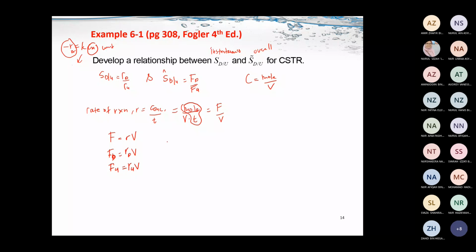So from there, we have SD over U equal to FD over FU, which is equal to RDV over RUV. From here we have RD over RU, so we get back the same SD over U. So this is for the CSTR, because V is constant for a CSTR. Get it, everyone, so far?